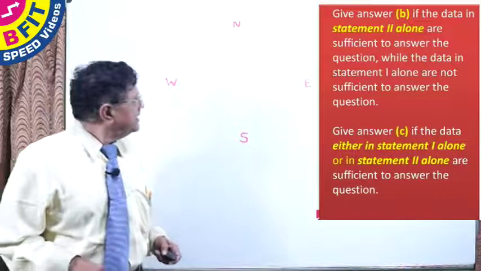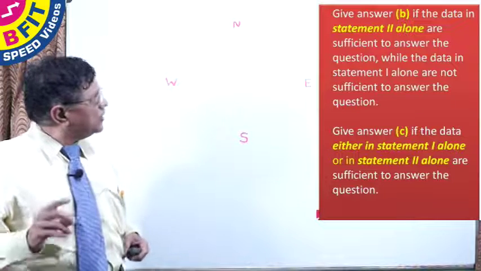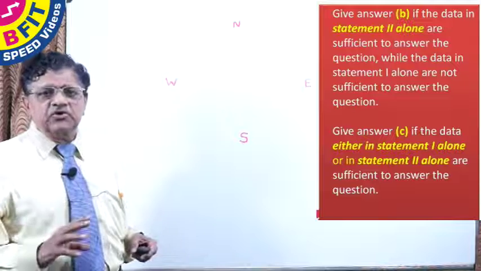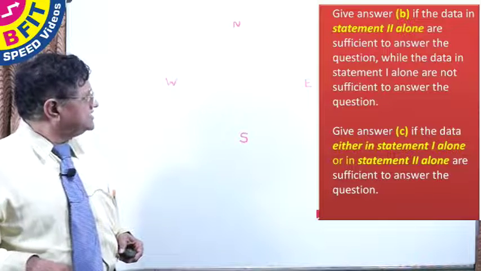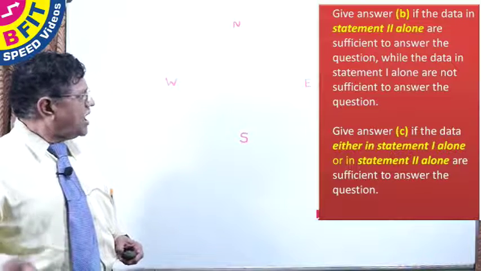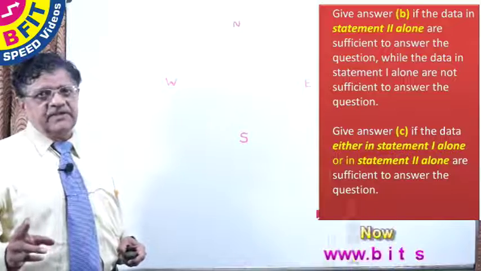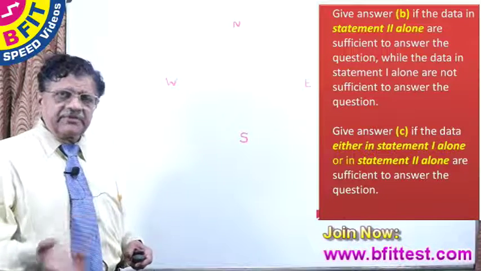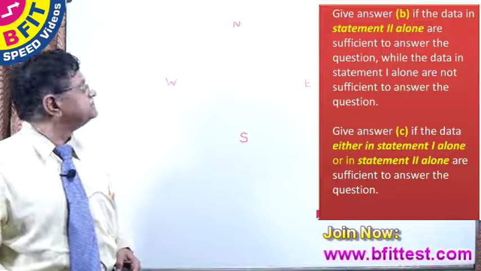And the answer is B if the data in statement 2 alone is sufficient, and from 1 you will not be able to arrive at the answer. The answer is C if the data either in statement 1 alone or in statement 2 alone are sufficient to answer the question. The answer is C if you can arrive at the answer from either statement 1 or statement 2 alone.